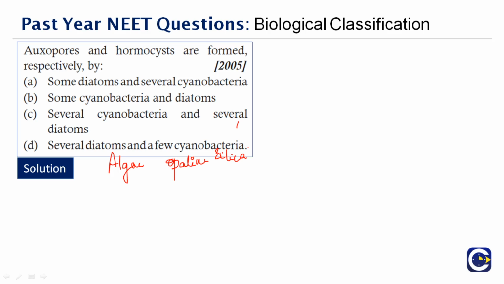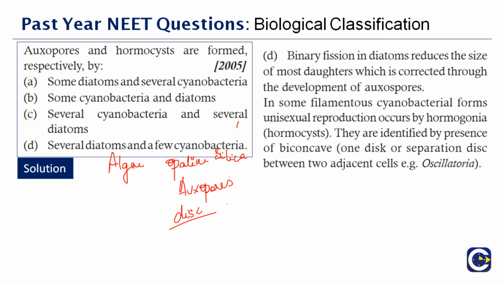Okay. Binary fission in diatoms reduces the size of most daughter cells, which is corrected through the development of the dash. So who does that? It is oxospores. Okay. In some filamentous cyanobacteria forms, asexual reproduction occurs by the homocyst. They are identified by the presence of biconcave shape. It will appear biconcave, like a disc shape. Therefore, the correct answer to this question is option D. Here they have given you an example of Oscillatoria, where you have that biconcave appearance, right?